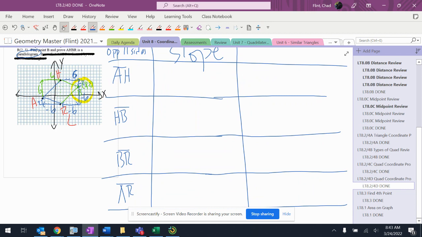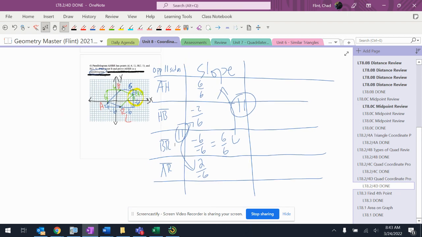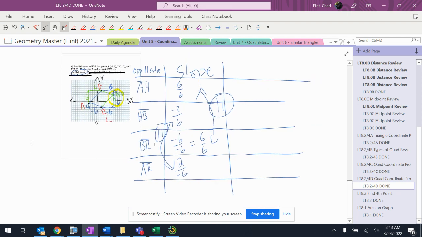So AH is up 6, right 6. HB is down 2, left 6. BR is down 6, left 6. And AR is up 2, left 6. Two negatives make a positive. We've got parallel there. We've got parallel here. All right, so I would say in this, first of all, B is located at, what did I get? 8, 2.